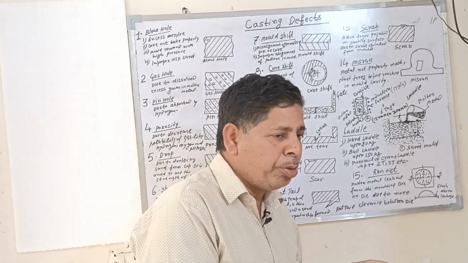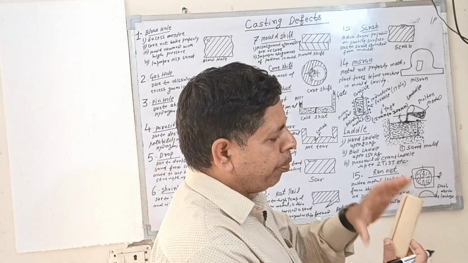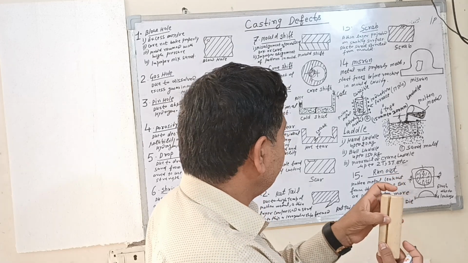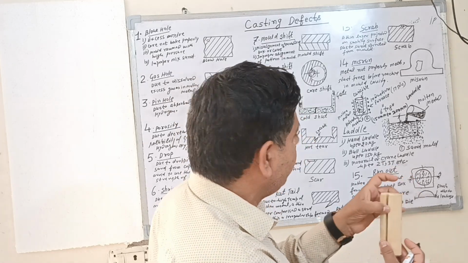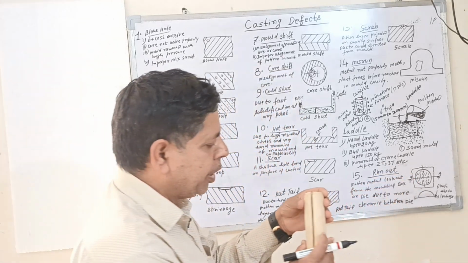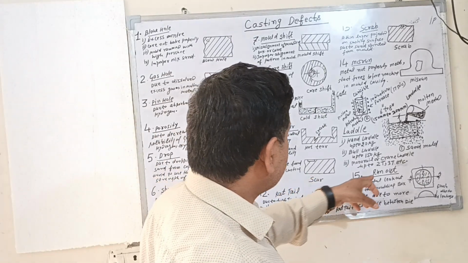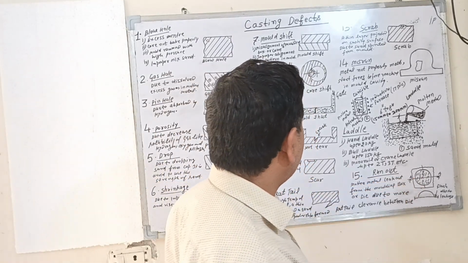So how to remove it? To provide the packing between two plates and tighten with proper clamping. This type of defect is called the run out defect.